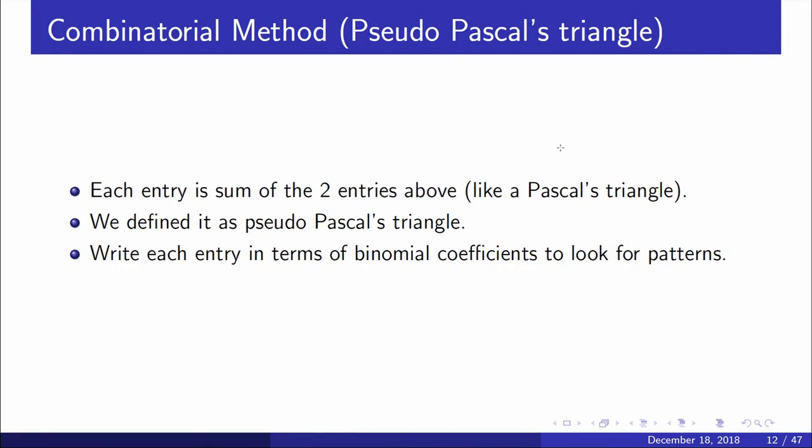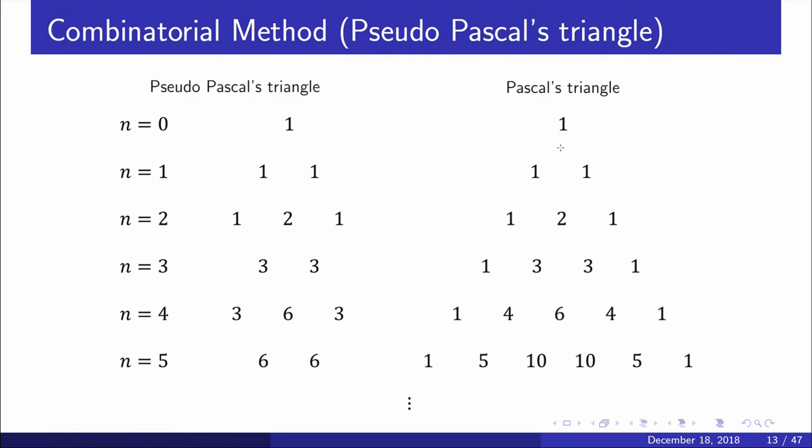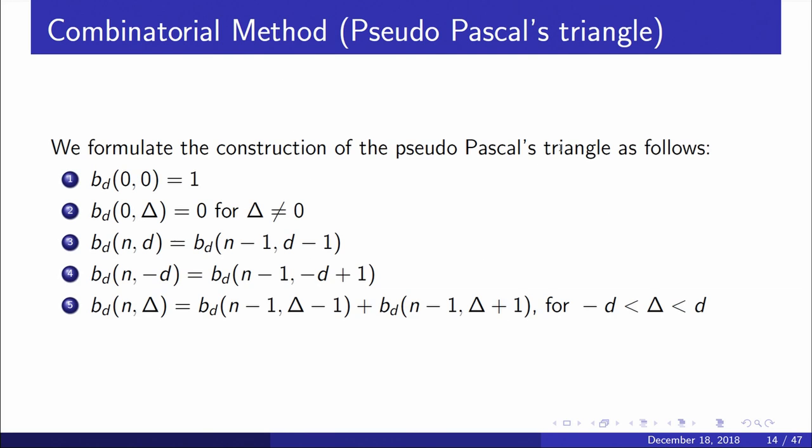We can see that each entry is also the sum of two of the entries above it, just like a Pascal's triangle, so we can define it as a pseudo-Pascal's triangle. We can try to write each entry in terms of binomial coefficients to look for some patterns. Before that, here is a simple illustration. To formulate the construction with binomial coefficients, we have these 5 formulas, where the first formula is for the base case, and the other 4 formulas are about some special cases and the transition cases.